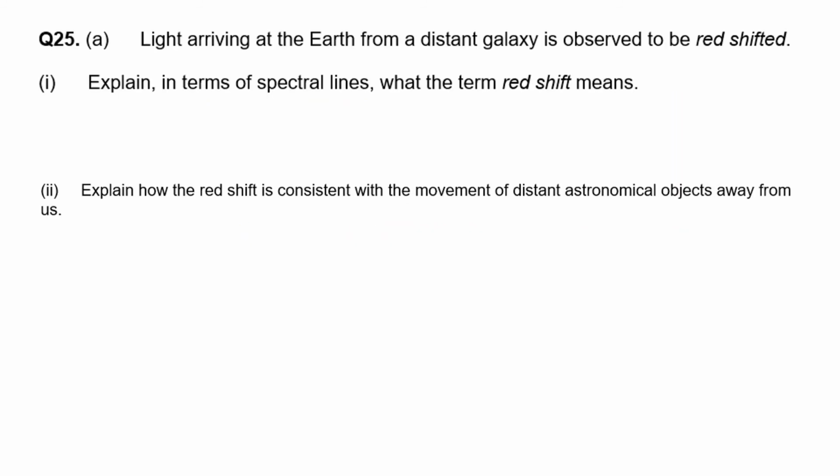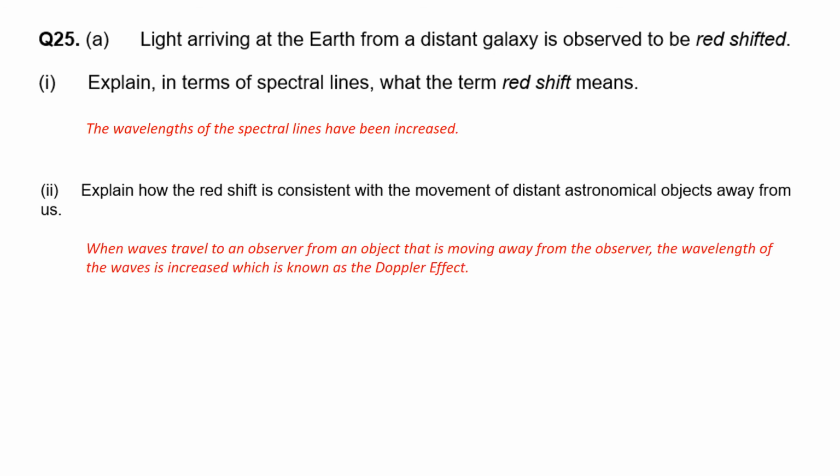Okay, so finally we're going to look at some cosmic physics, or cosmology. Light arriving on Earth from a distant galaxy is going to be redshifted. Explain in terms of the spectral lines what redshift means. What it means is the wavelength of the lines that we get will have been increased. That's what redshift is: the increase in wavelength. Now explain how the redshift is consistent with the movement of distant astronomical objects away from us.